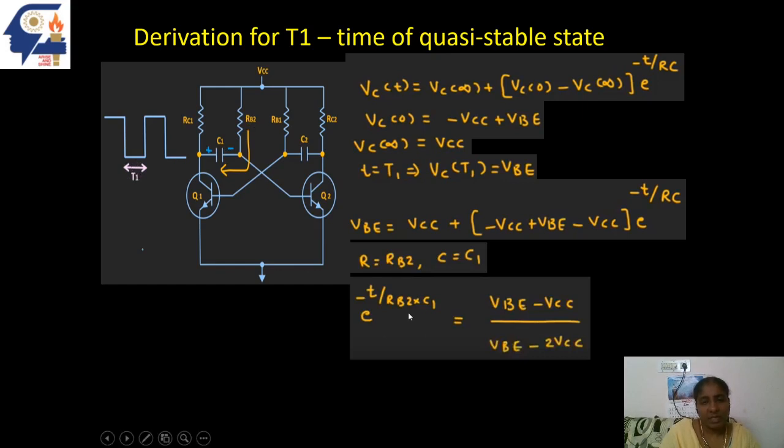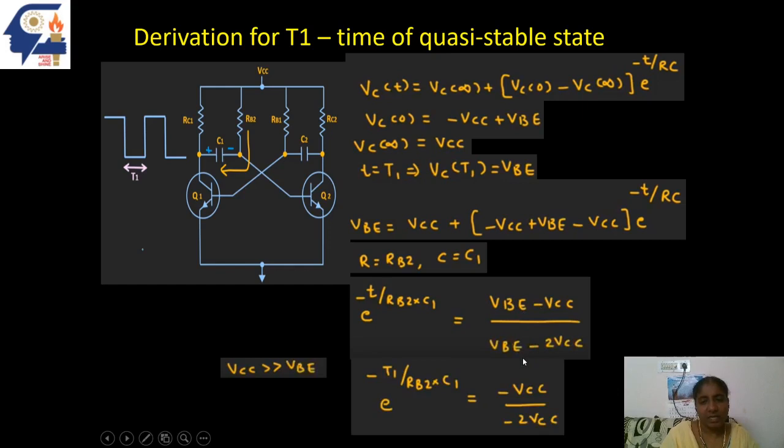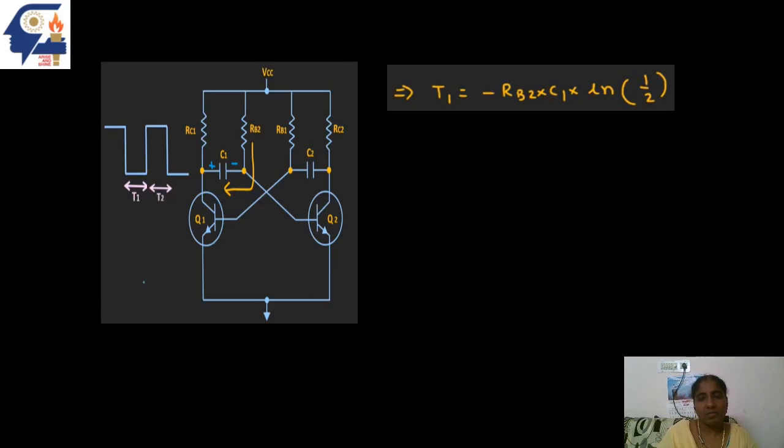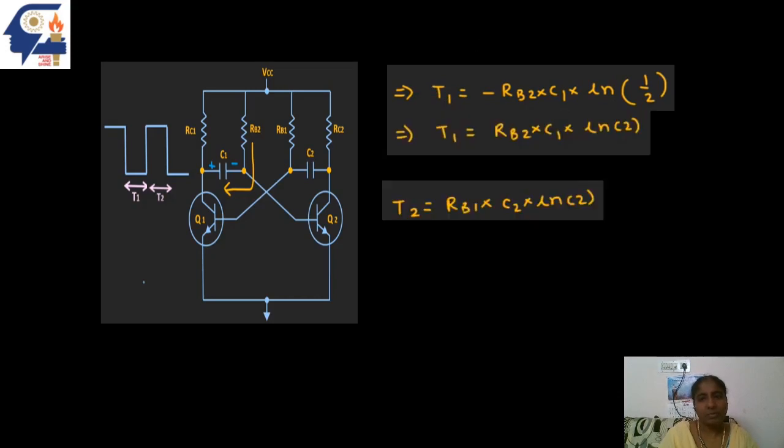When we bring the exponential to one side and all the other parameters to the other side, this is the equation we are going to get. We know that the supply voltage is always very much greater than the cut-in voltage of the transistor, so VBE is negligible compared to VCC. When we neglect it, we get a value like this, 1 by 2. VCC minus VCC will get cancelled, and when we simplify this, taking T1 as the subject, minus RB2 C1 ln of 1 by 2, the value becomes 0.693 RB2 C1.